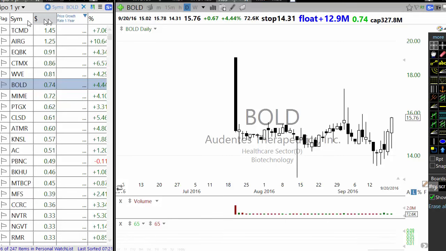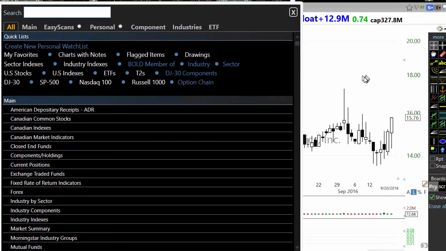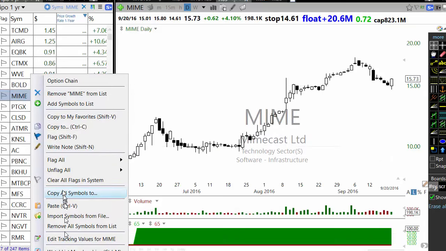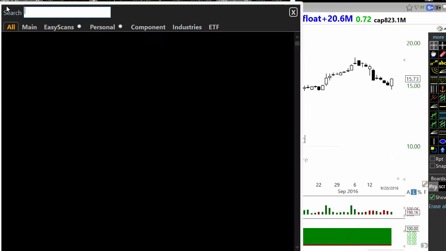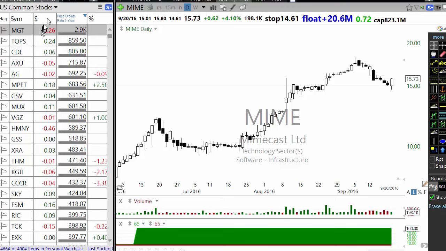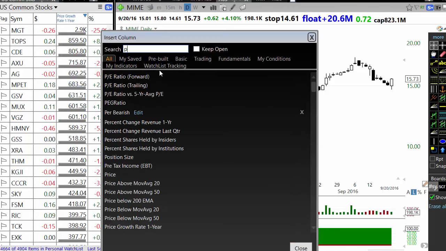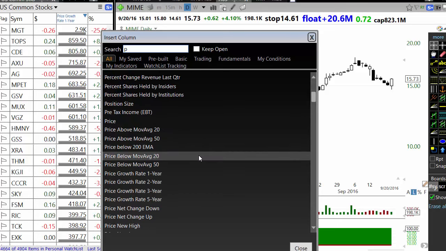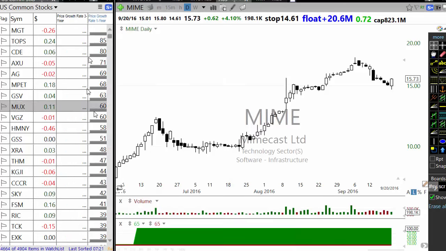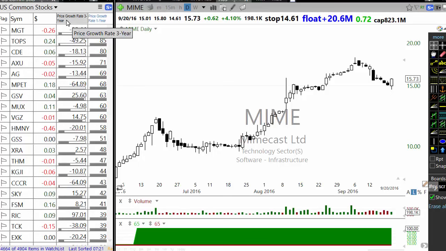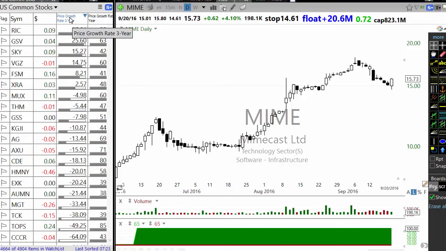Now if you want to find IPOs which came in the last 2 years, you do the same thing again. Basically you look for US stocks, and instead of 1 year you insert column, look at price again, and price growth rate 2 years or 3 years. Let's say we look at IPOs which came in the last 3 years. So if you put in price growth rate 3 years, now it is sorted by price growth rate 3 years.